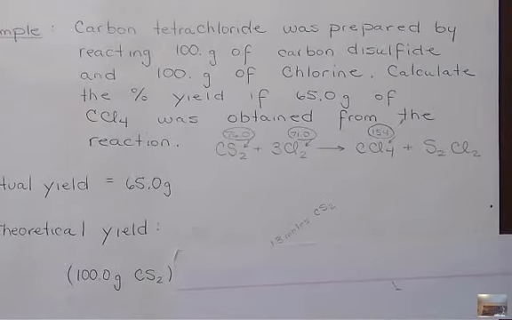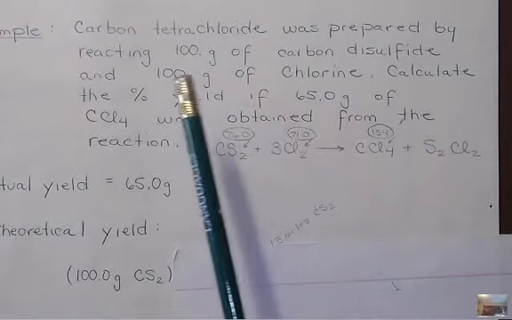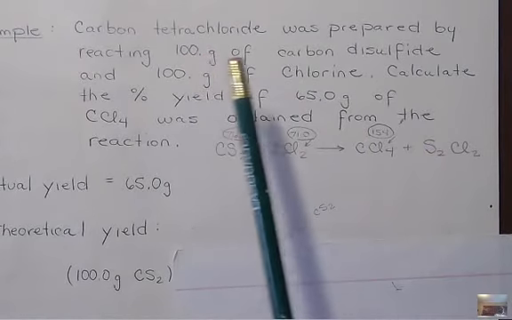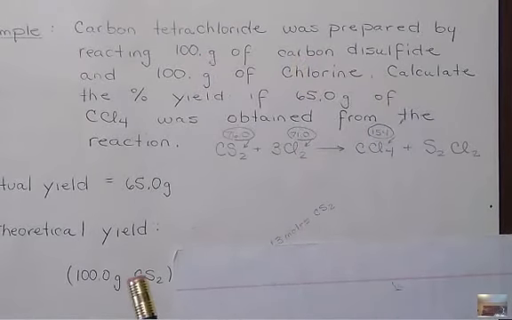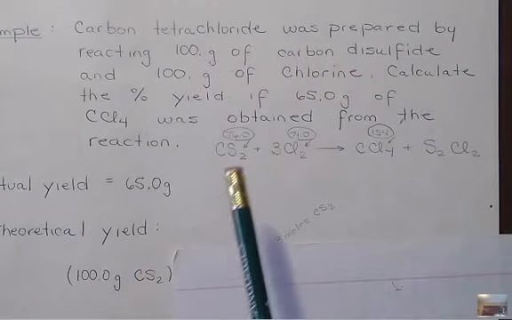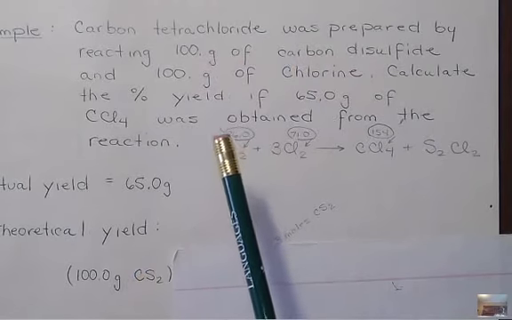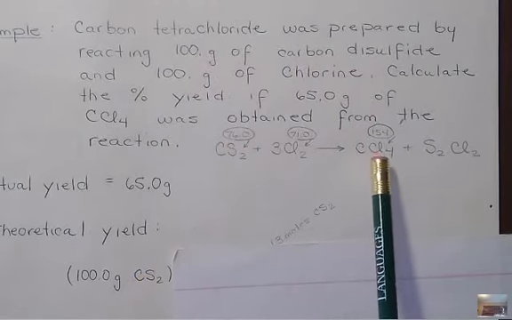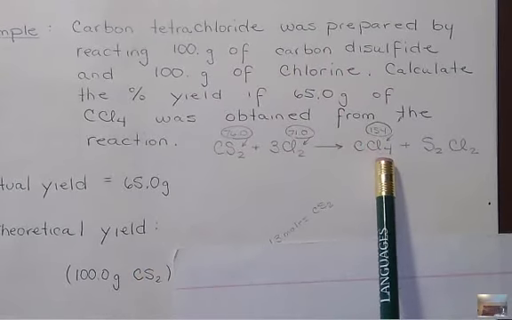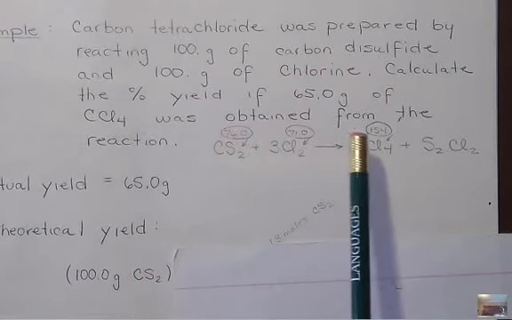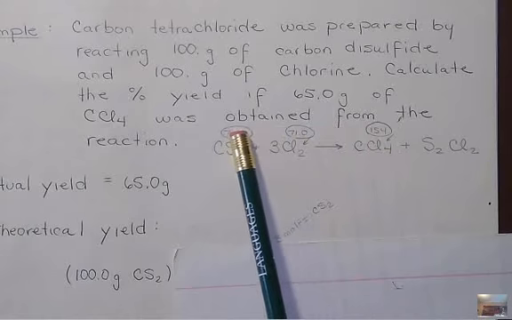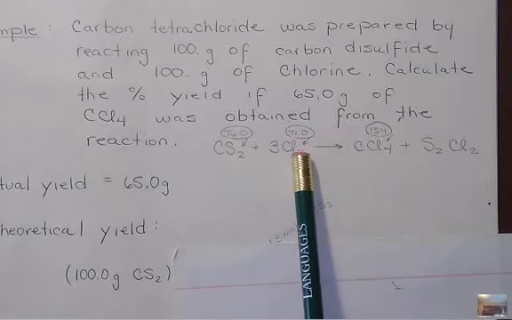Where's this 100 grams of CS2 come from? Right out of the question. I started with 100 grams of carbon disulfide. If carbon disulfide is the limiting reagent, I'm going to take that 100 grams, see how much of the thing that I'm interested in I can make. What's 76, 71, and 154? Those are the molar masses, right?